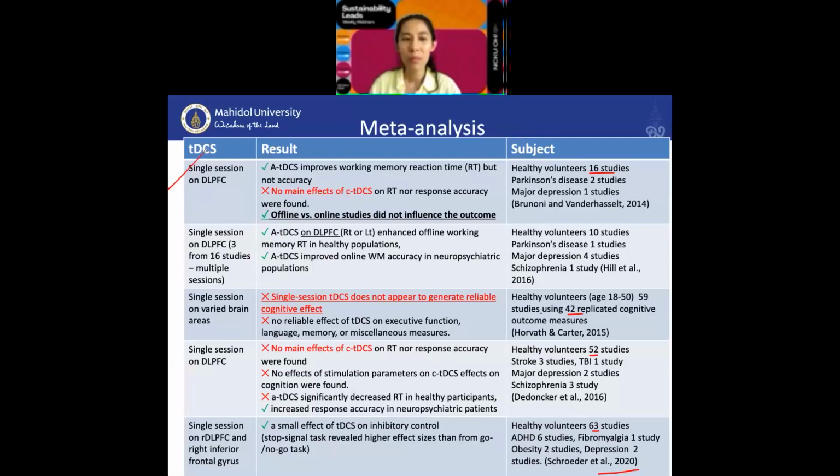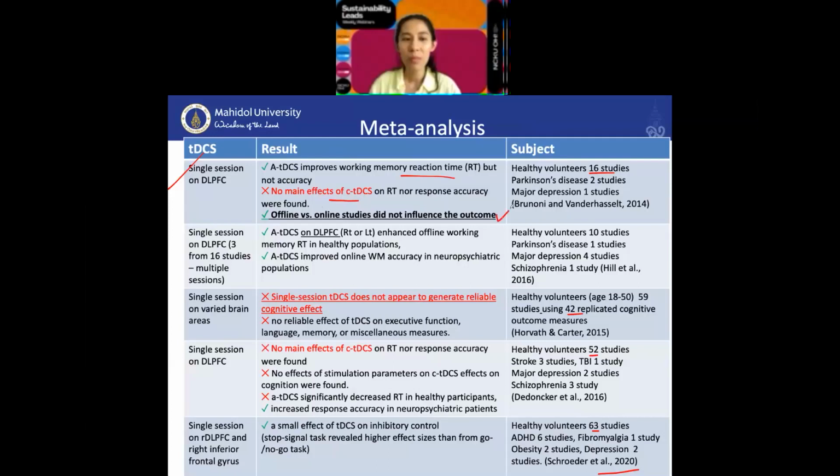They include the studies that use only single sessions and apply on the LPFC. They found that anodal tDCS probably works for improving reaction times, but not for cathodal. They found the cathodal, yeah, maybe not a good sign. But the one that is very interesting for me is that offline and online studies did not influence the outcome.